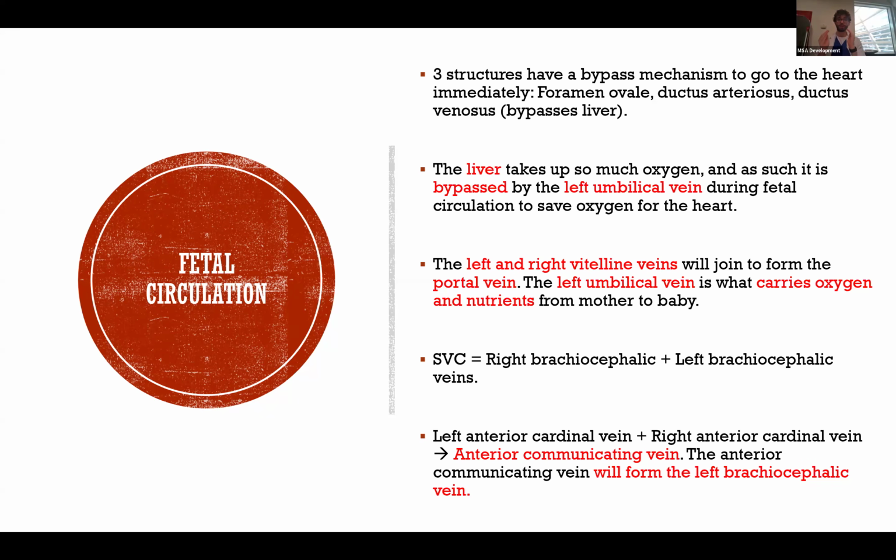The right anterior cardinal vein and the left anterior cardinal vein will come together to become the anterior communicating vein. It's just a connection between the two. Left anterior cardinal, right anterior cardinal, give us the anterior communicating vein. That's what I want you to know. Well, I want you to know this anterior communicating vein is what will give us the left brachiocephalic vein. I just want you to know the origin of the left brachiocephalic vein is the anterior communicating vein. What gives us the anterior communicating vein? The left and right anterior cardinal veins.